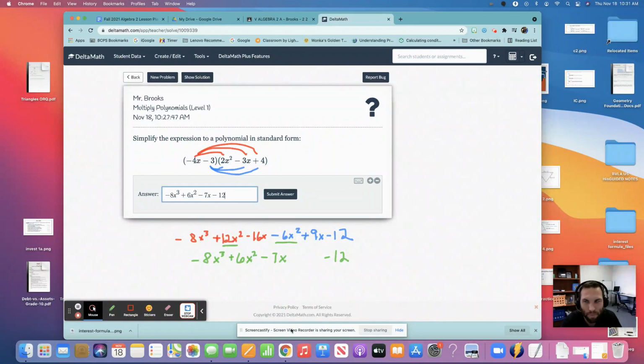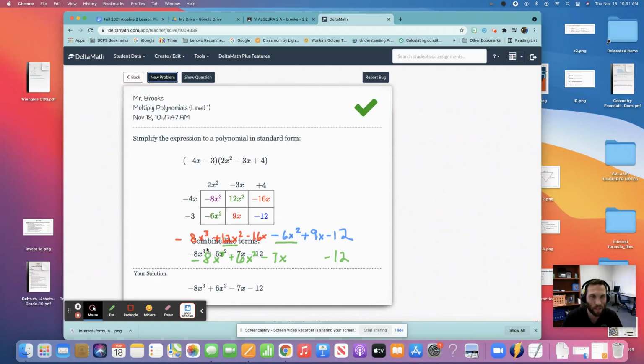Now, it is in standard form, and if you do it that way with the distribution, just like I showed you, then it's going to be in standard form. But if you multiply it out of order, and of course you can multiply out of order, it doesn't matter what order you multiply in, then put it in standard form. So the highest exponent is in the first term, the next highest exponent is in the next term, et cetera. All right, so we're going to submit this answer, and we got it right.